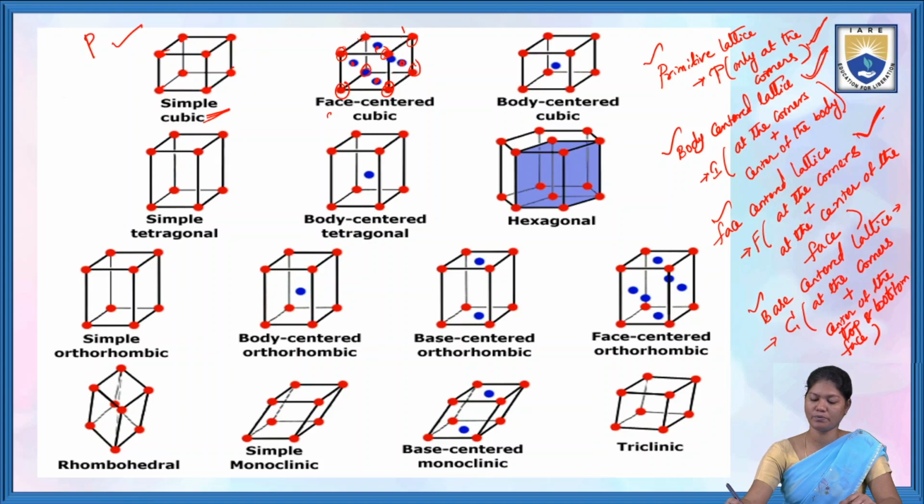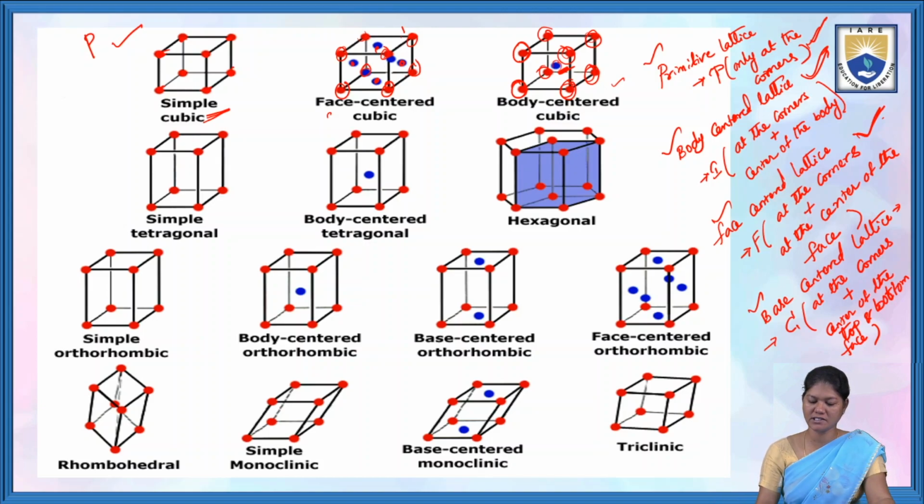Coming to the body centered cubic, there are lattice points not only at the corners of the cube, but also at the center of the body. So when taking the body centered lattice in this cubic crystal, along with the corner lattice points, at the middle of the cube another lattice point is there. So then it is a body centered cubic.